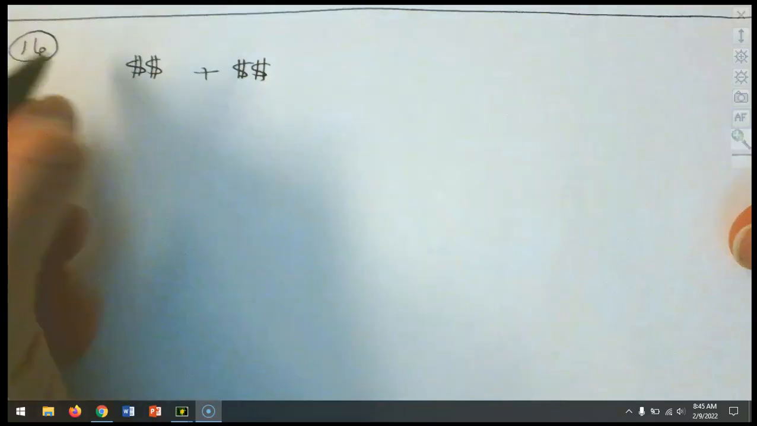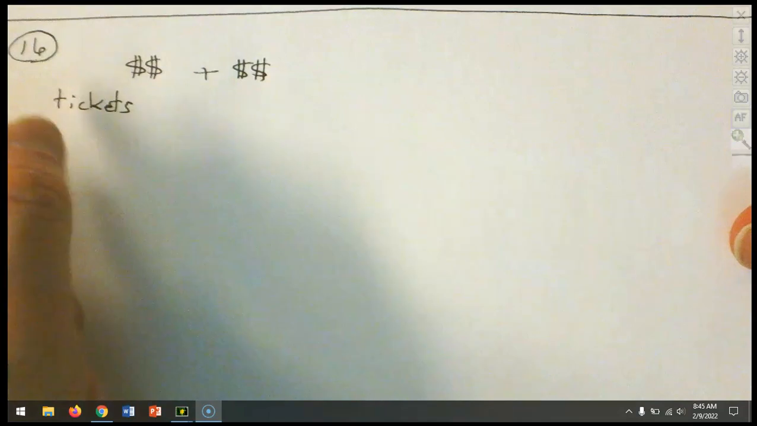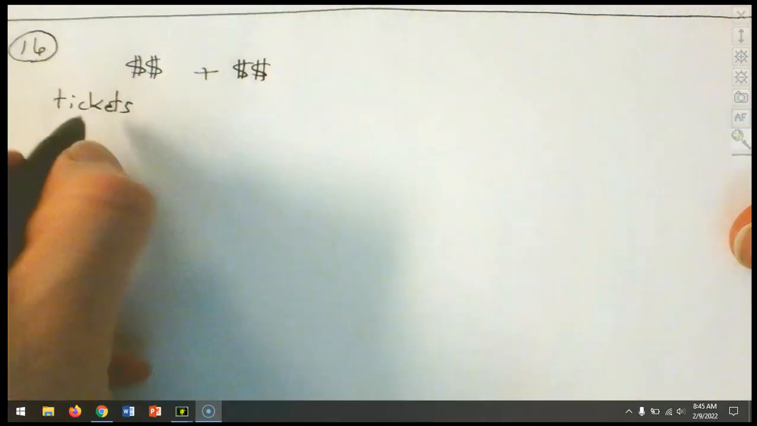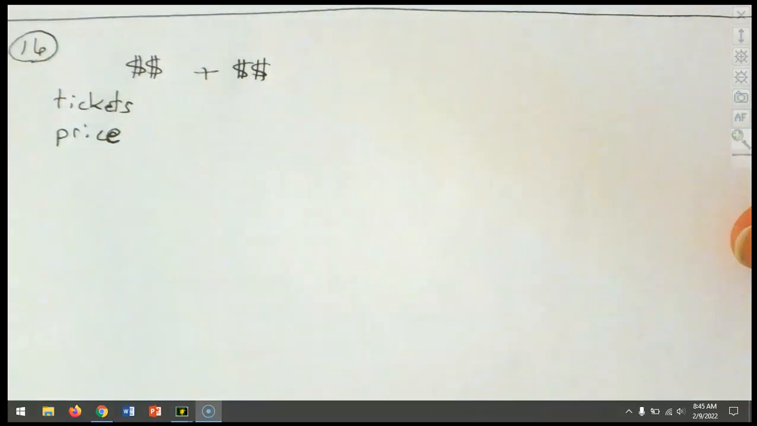So we've got number of tickets. And you can do denomination, you can do price, whatever you think makes sense for you. So let's just do tickets and the price of each ticket. And on the right-hand side, what do we need? Total tickets.